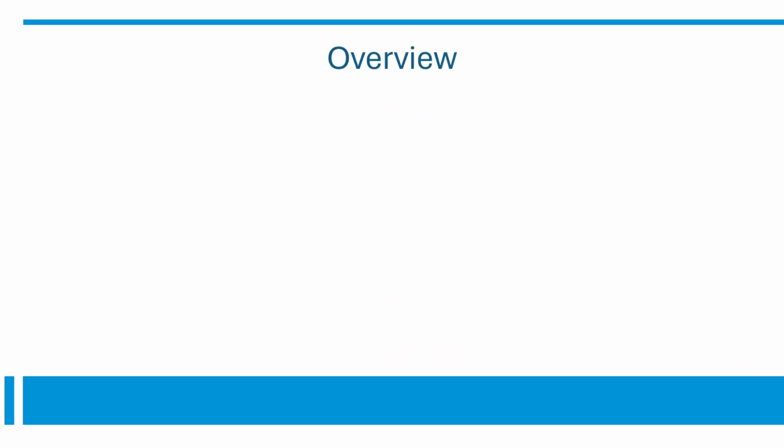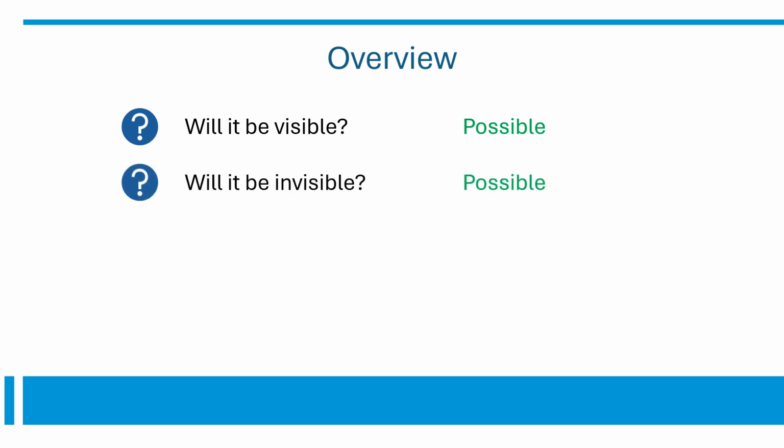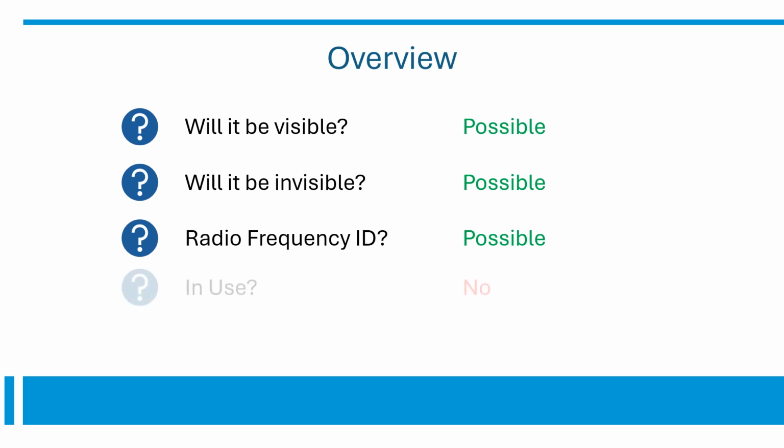Last, let us review the implications of this code. Will it be visible? This is a possibility. Will it be invisible? This is also a possibility. Would it be in the form of a RFID, or radio frequency ID, or other hidden electronic device? This is also a possibility. Is it currently in use today? This is a decisive no. However, the technology is already in place. All that is missing is the government mandate for it to be applied to all individuals.